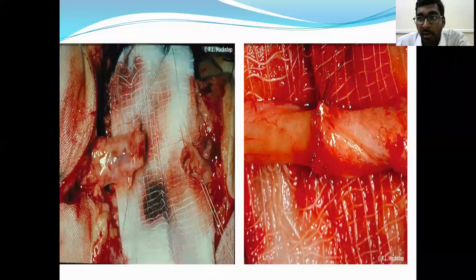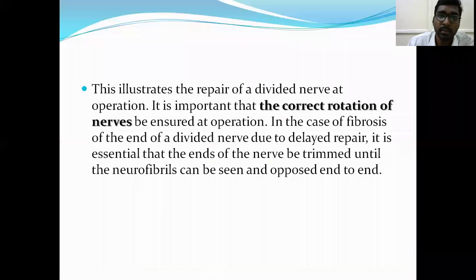See, this is an intraoperative diagram. This is a nerve, one end of the nerve, and this is the other end of the nerve. These two are sutured here. This illustrates the repair of a divided nerve at operation. It is important that correct rotation of the nerves be ensured at operation. In case of fibrosis at the end of the divided nerve due to delayed repair, it is essential that the ends of the nerve be trimmed until the neurofibrils can be seen, then opposed end to end. Okay.